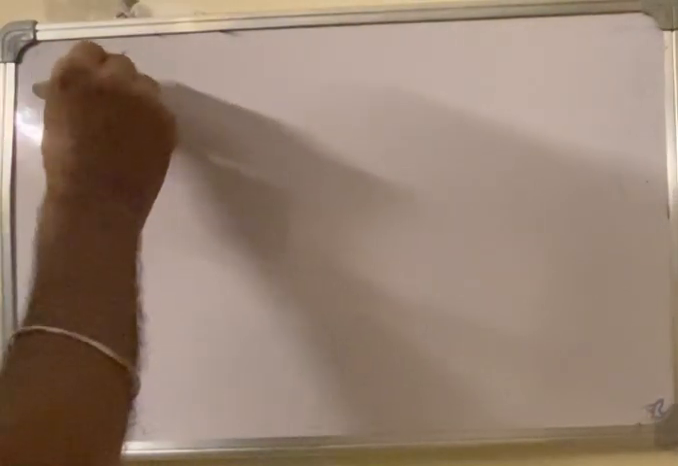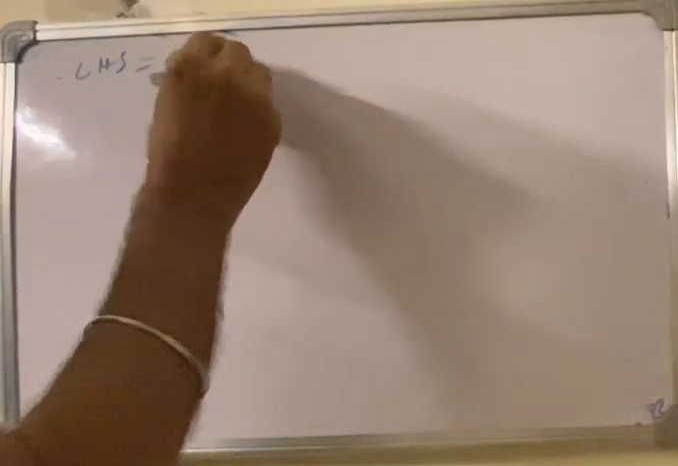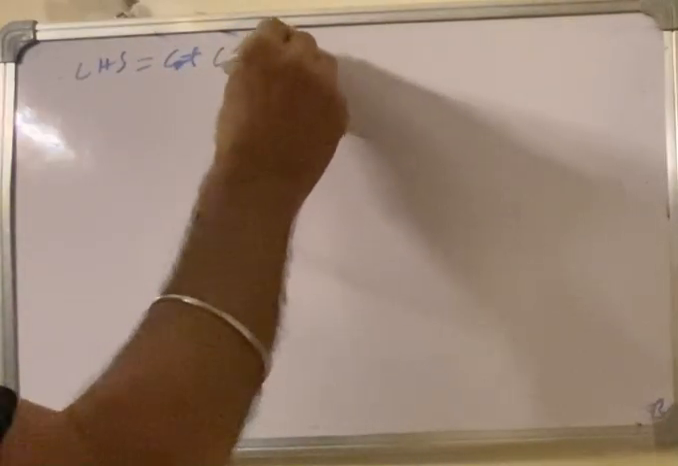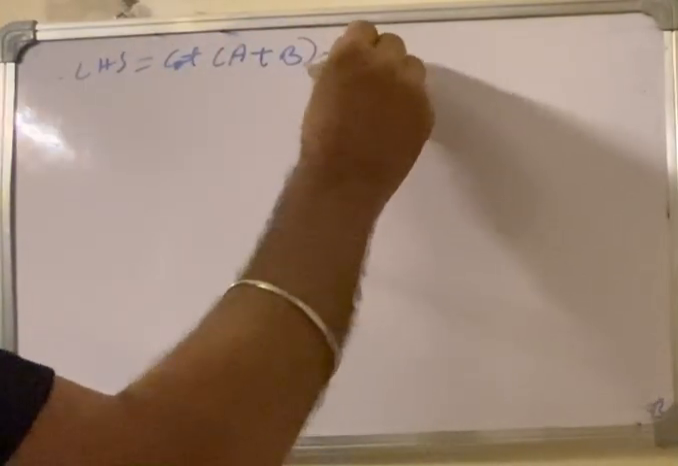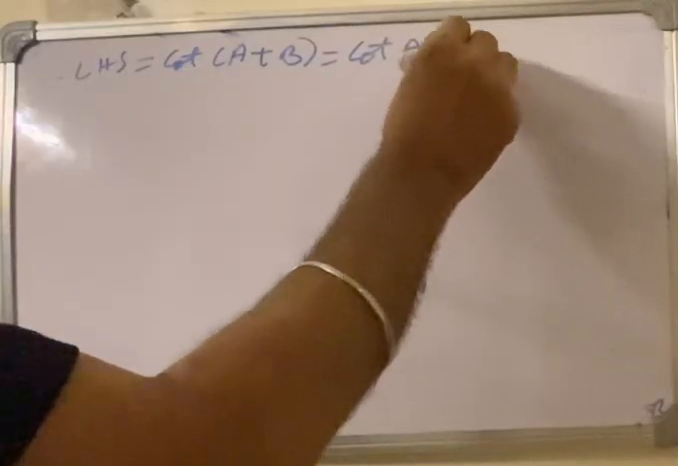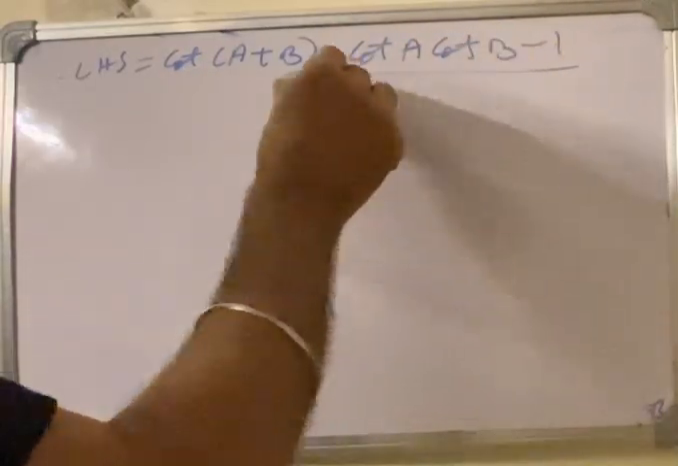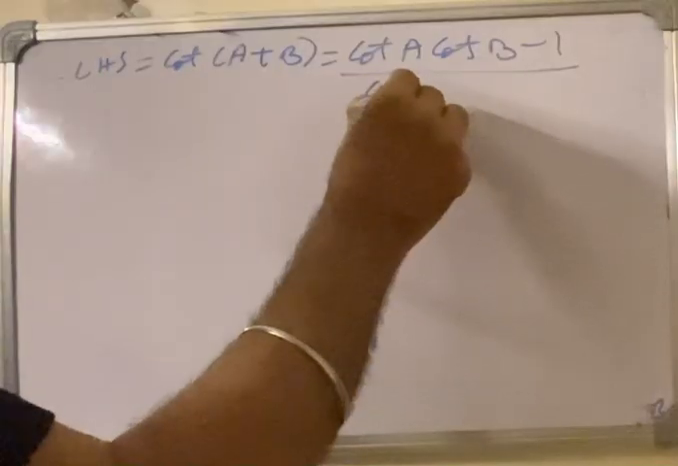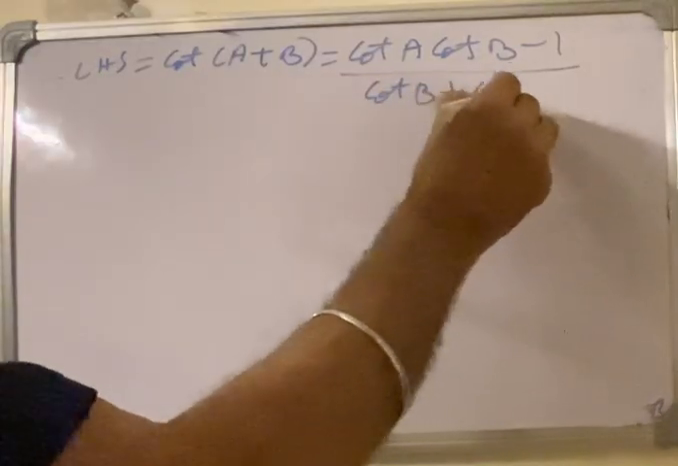therefore, left hand side cot A plus B is equal to cot A cot B minus 1 over cot B plus cot A.